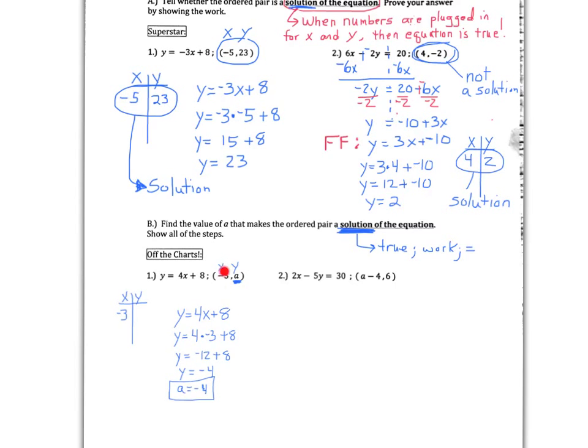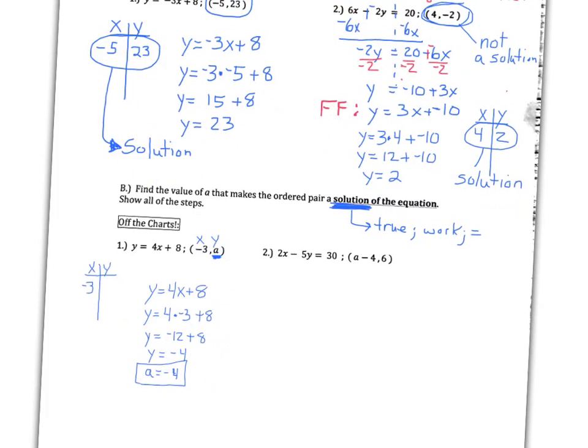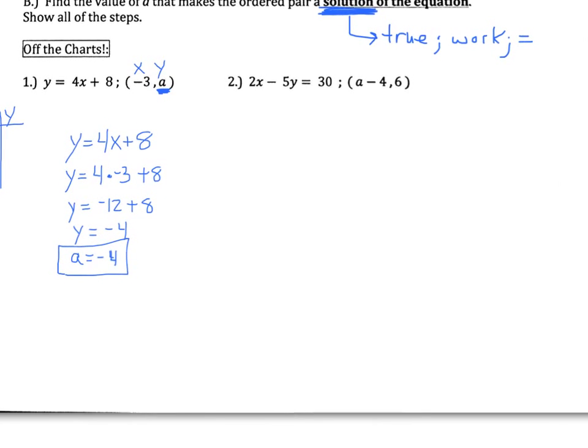And finally on here we took -3, we substituted it in for x, we did all the math, we found what y was. Y was -4, and since a is in the y spot, a has to be -4. Alright, let's see if you're truly off the charts. Let's try the next one.